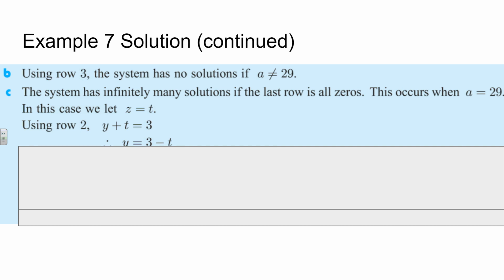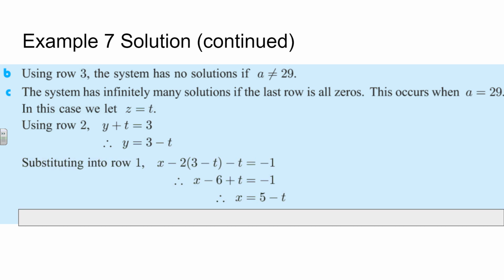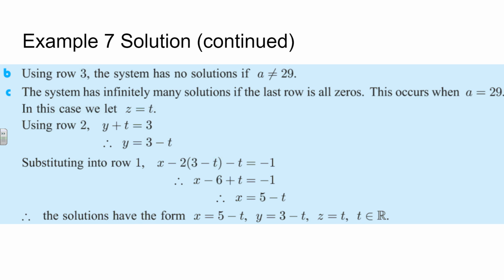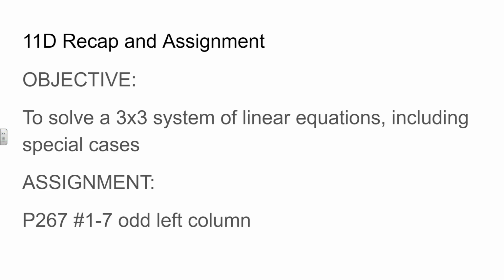And again, we're going to start by saying z equals t. Using row 2, we have y plus t equals 3, or y equals 3 minus t. And then again, going across row 1, we have x equals 5 minus t. So as long as a equals 29, then we have our solutions as x equals 5 minus t, y equals 3 minus t, and z equals t as long as t is a real number. All right, so that's it for this one. A little bit longer, a little bit tougher, but the principles are the same.